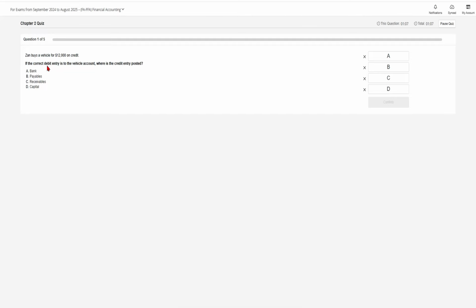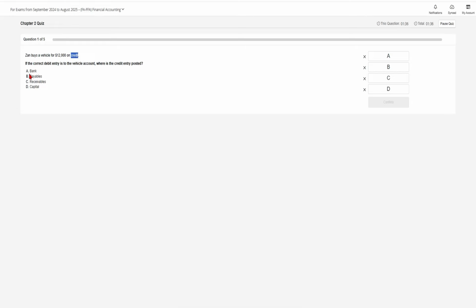But the thing is whether Jan has bought this vehicle on cash or on credit. If you read the sentence very carefully, they said on credit. Credit means liability. So liability is increasing, which means it should be credited. Credited by what? It should be either accounts payable.